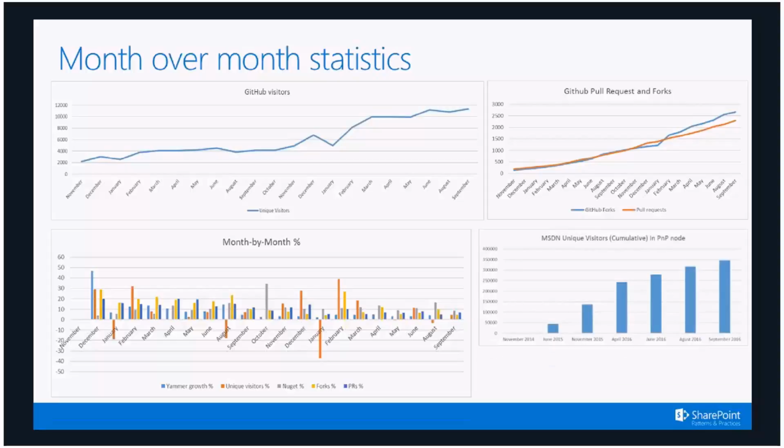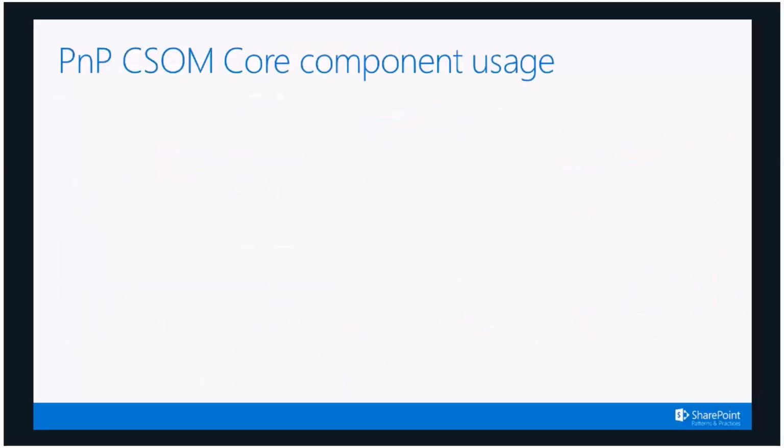And then there are MSDN unique visitors, because PnP has its own MSDN node for the time being. In the future, obviously, the PnP guidance and the SharePoint engineering guidance is one thing. But for now, PnP has its own MSDN node where we have the Office 365 development patterns and practices guidance, and that's growing quite steadily as well. So I think there were like 35,000 unique visitors within the last month, which shows that the material is still absolutely valid.